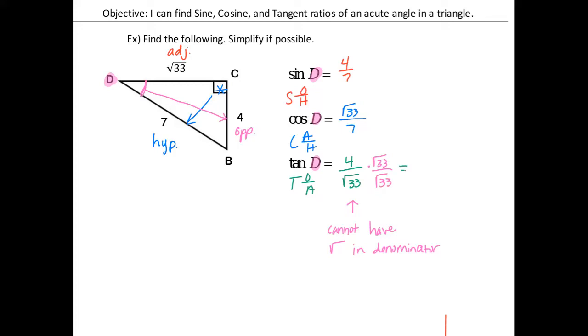So then this becomes 4 times the square root of 33 over the square root of 33 squared. And again, the square root cancels out the squared. So my final answer is going to be 4 times root 33 over 33. And you guys can skip this step. I just wanted to review in case you forgot. Okay, this is my final answer: 4 times root 33 divided by 33.